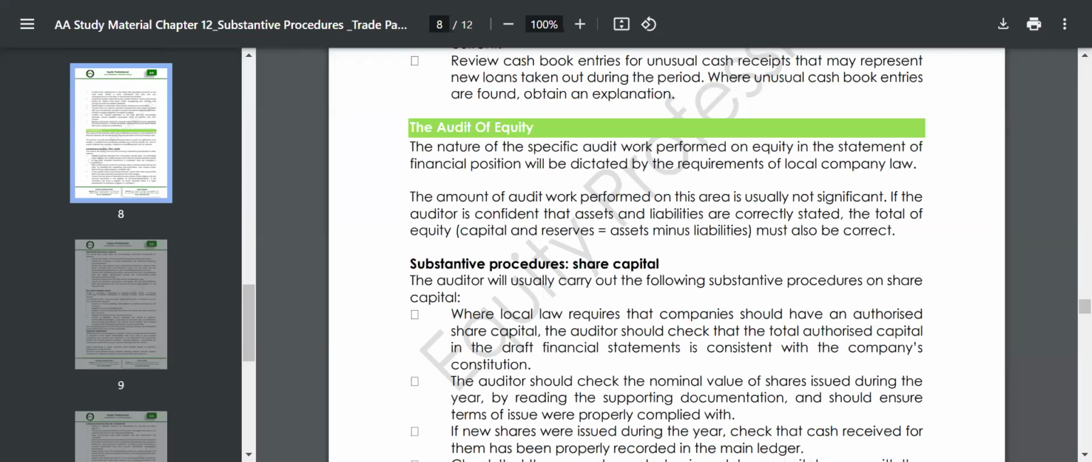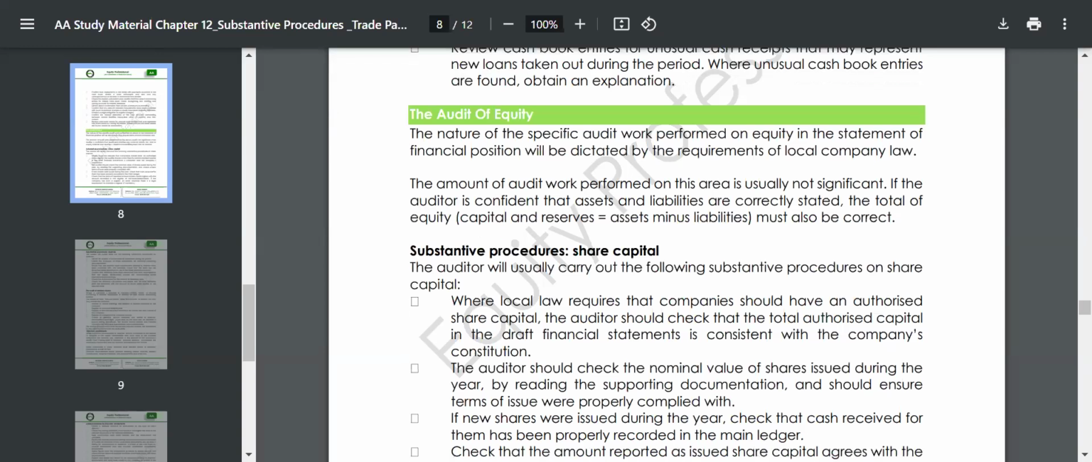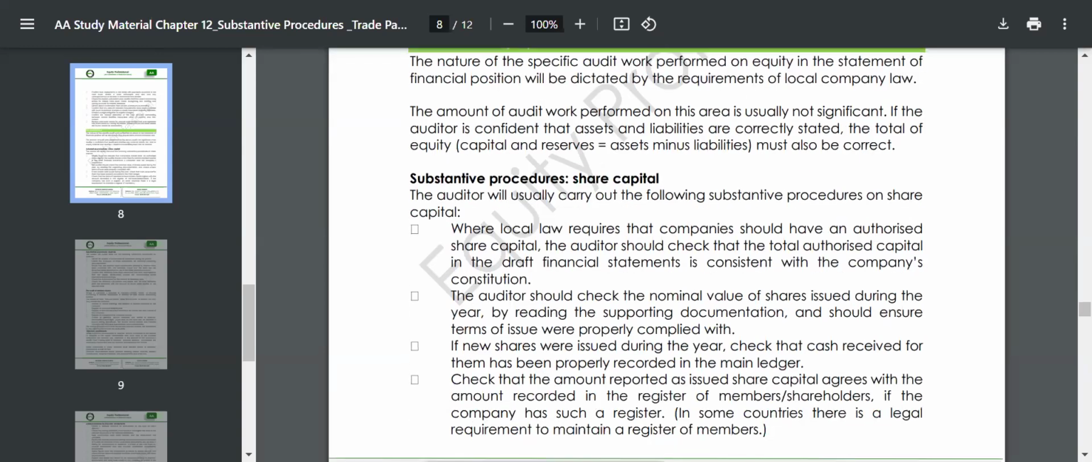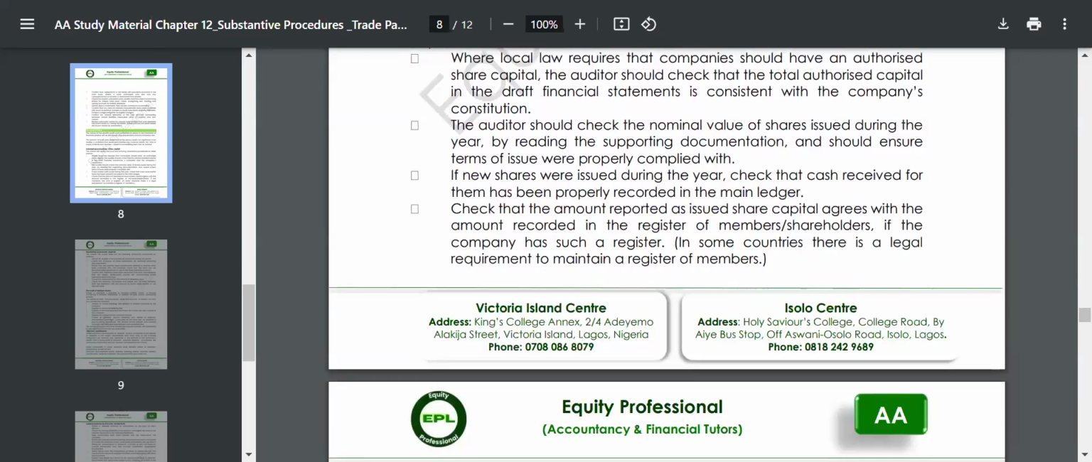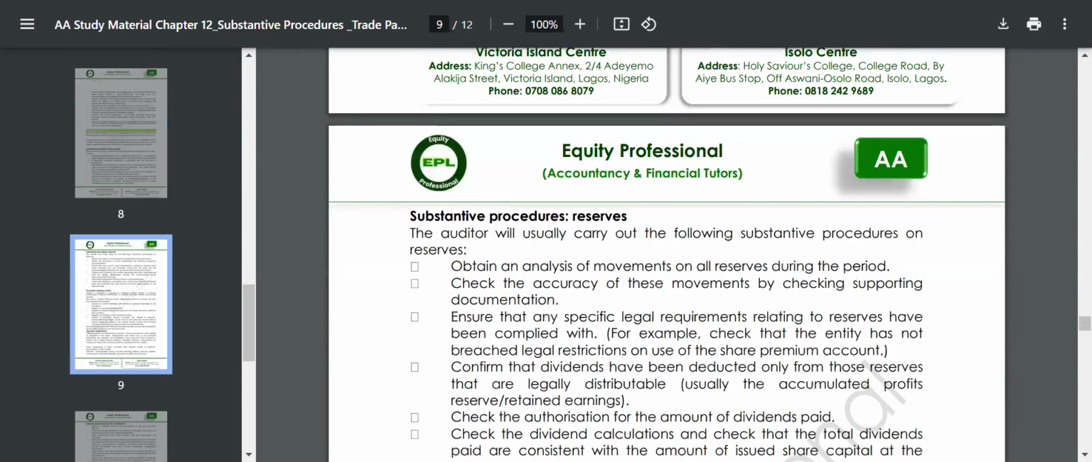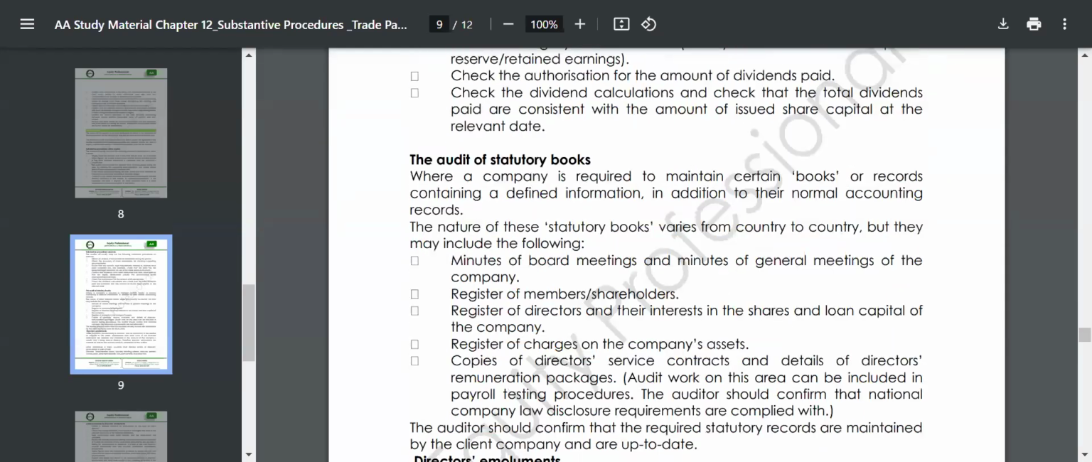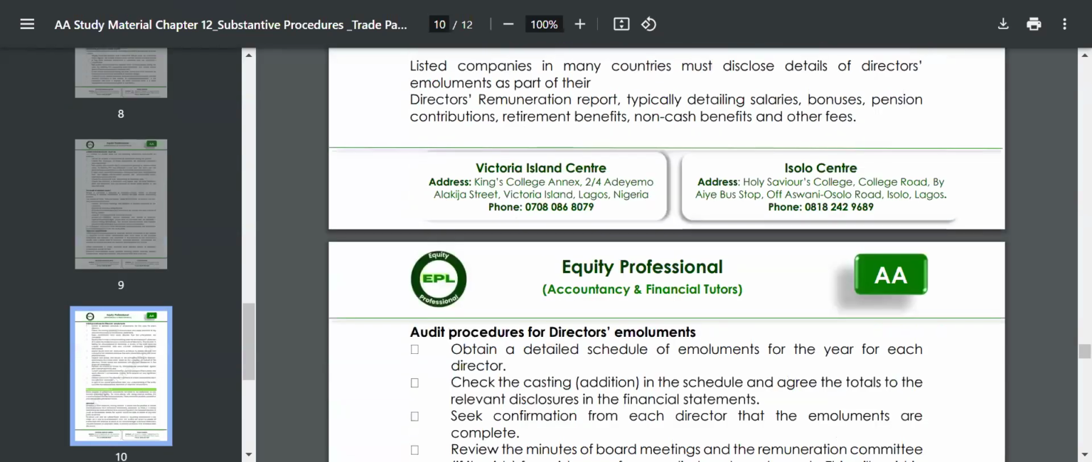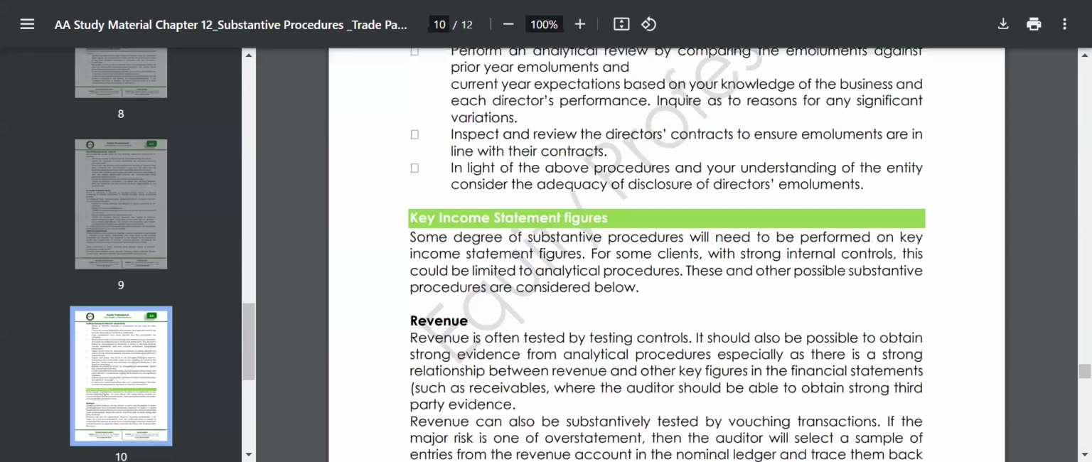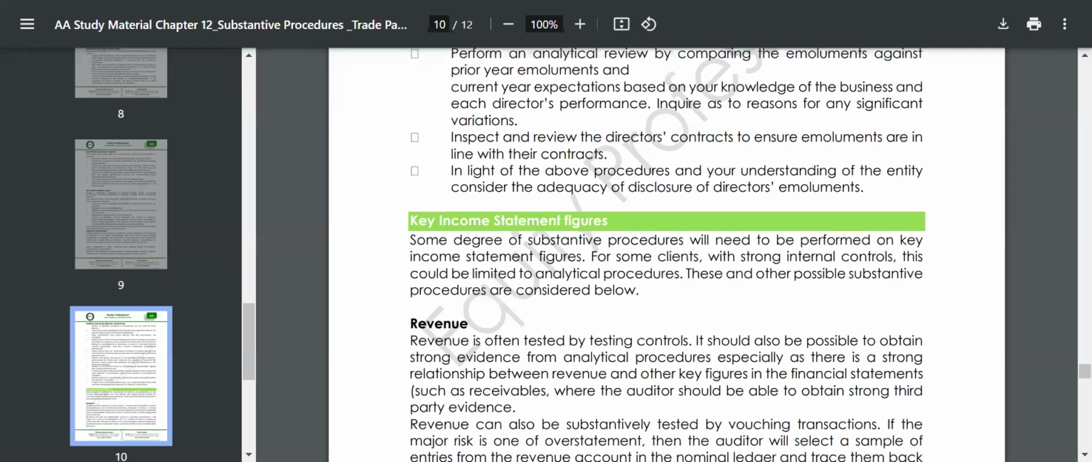One of the key things about this is that the auditor wants to ascertain the figure. And in ascertaining the figure, you will need to get information, whether it's a list or schedule, that feeds into this figure. And you also need to carry out analytical procedure where necessary. So if there is no question, we just finished the substantive procedure on statement of financial position. We'll now go to what we call key income statement figures.